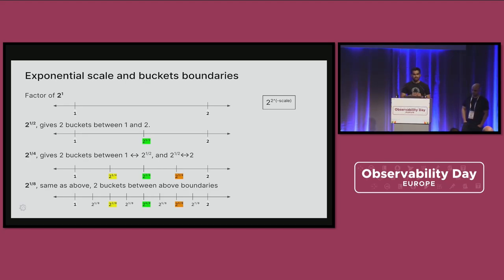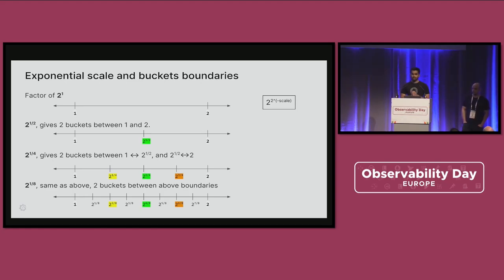And if you want to increase the resolution again, which is 2 power of 1 by 4, then the bucket boundaries of the previous resolution again stay constant. So I have color-coded it in green, which is the same across all the resolutions, similarly the yellow and orange. So with every increase in resolution, you are adding a new bucket boundary between existing bucket boundaries.